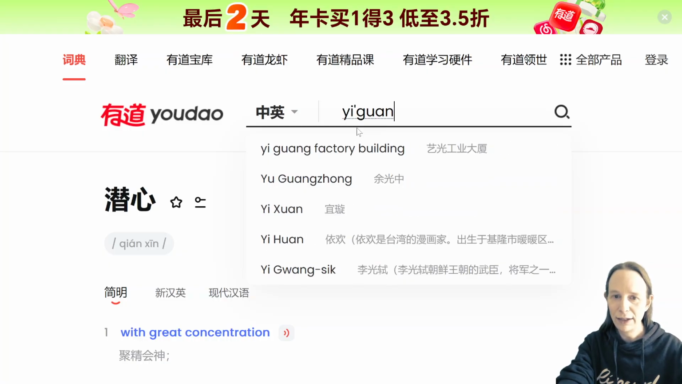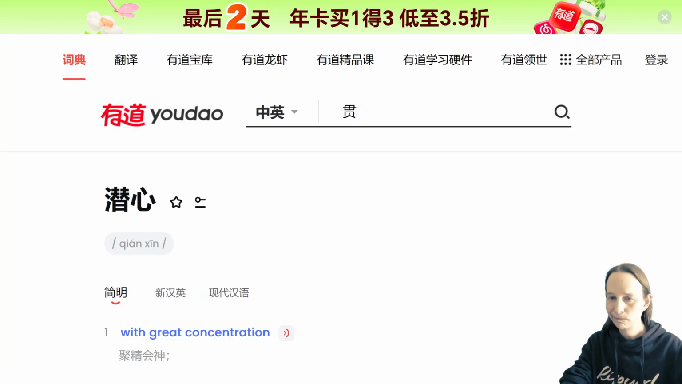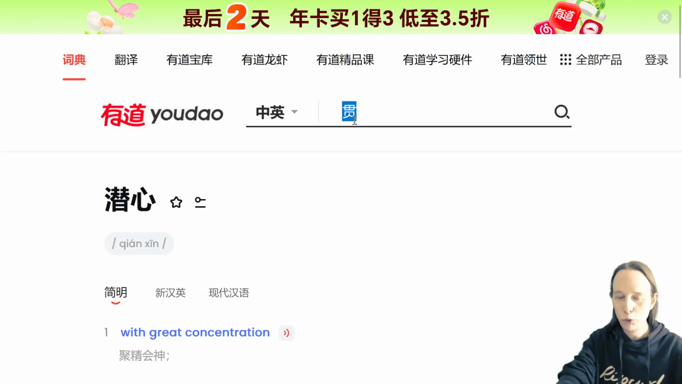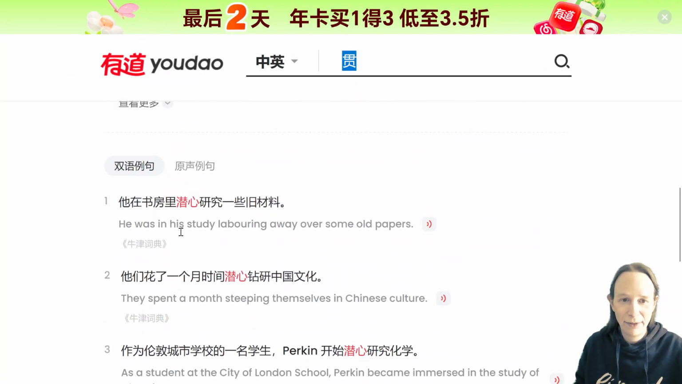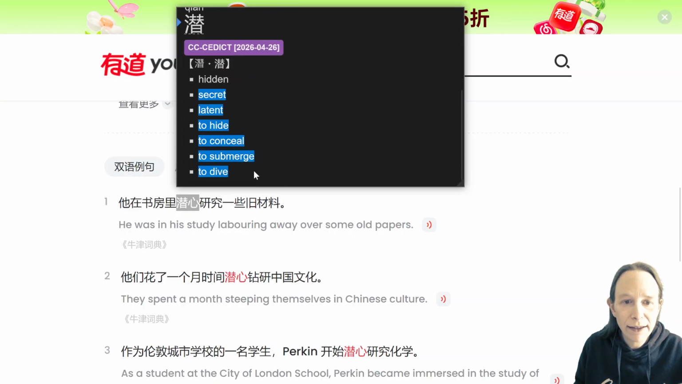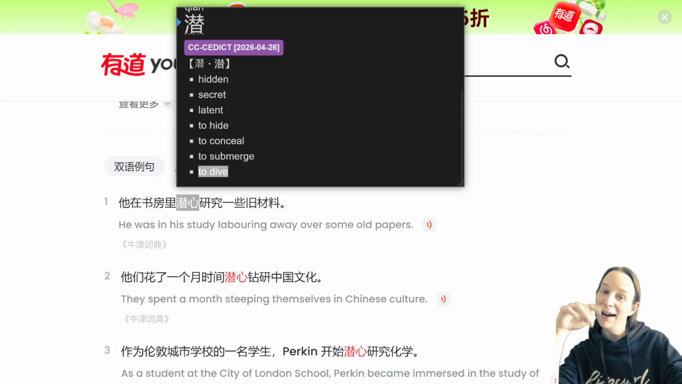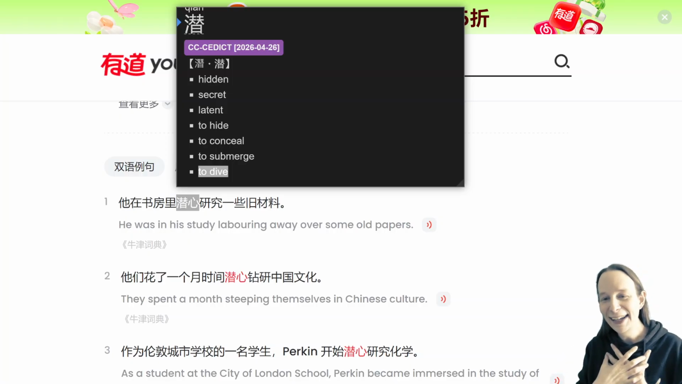It's 贯的贯, but 贯. I'm not sure. Anyway, how do we get onto this? 贯注. 潜心 we're going to be talking about. Why is it 潜? Dive. Oh! Is this like you're diving in with your heart into your studies?